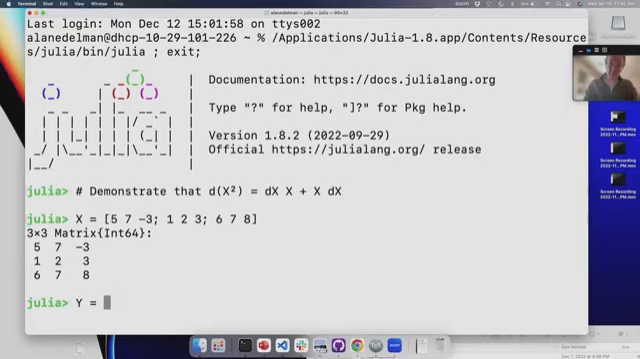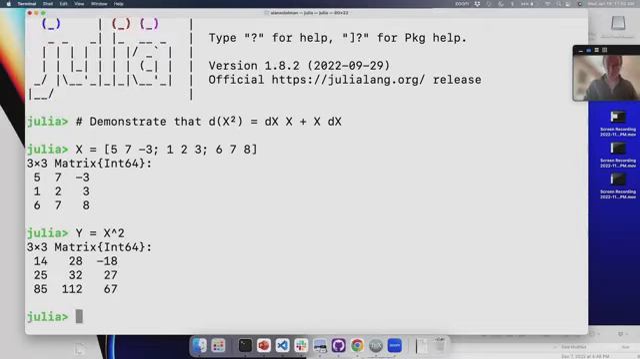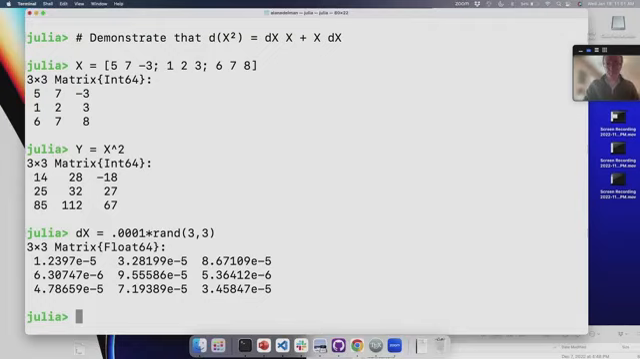Okay, and let's go y is equal to x squared, maybe. So here's the matrix square. You could check that yourselves. And let's take dx to be, let's just go 0.001 times rand of 3, 3. Was that too ugly? That's fine. Let's just do it. Okay, so here's a bunch of ugly numbers.